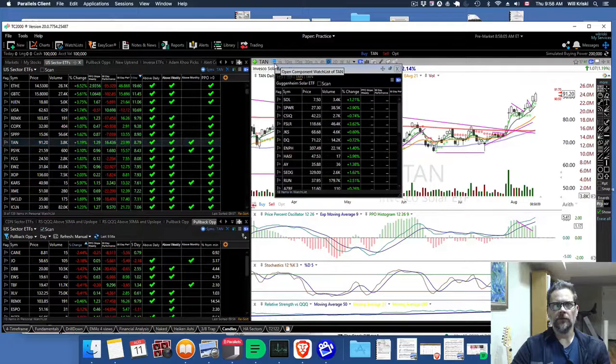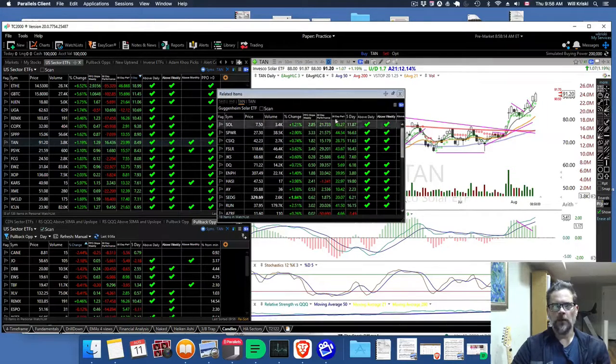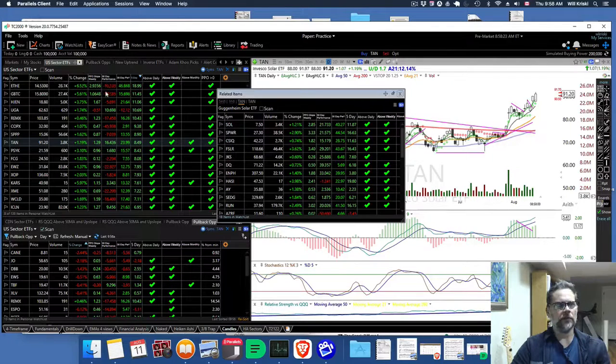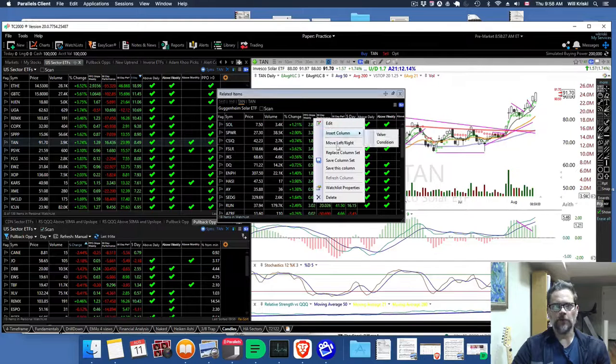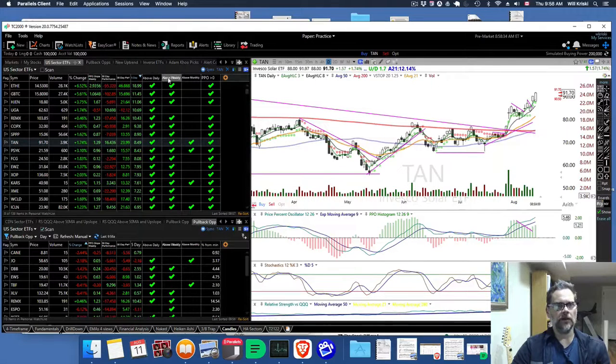If you click on this open component watch list, you'll see all the related solar stocks. So if you want to buy a particular stock, and also if you want to have this chart open up with this data set, you can save a column list. If I create columns here, I can right click and say replace column set and save column set. So once you create the columns that you like, you can right click and save it as a column set.